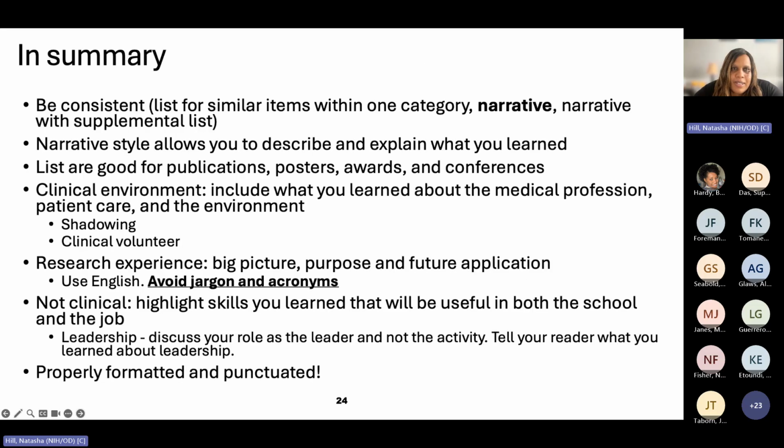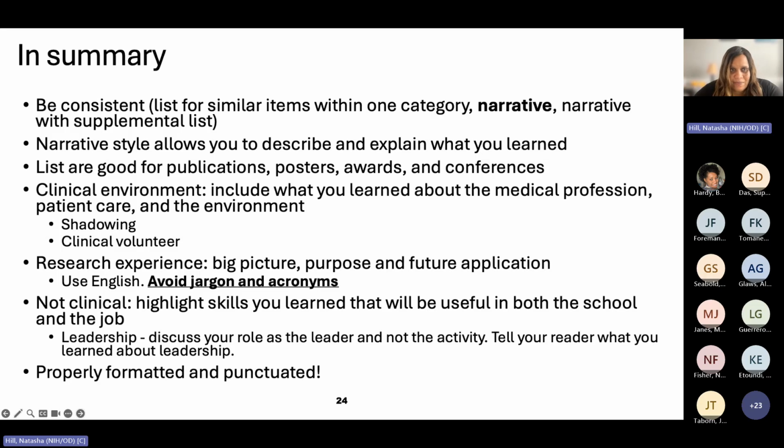If you're going to list something in a list, be consistent in the style that you're going to list it in. If it's APA format, do APA. If it's MLA, do MLA. However you're going to list it, they need to be consistent. Narrative is fine. Narrative with the list, again, if you're going to have a list, be consistent with it. So narrative style allows you to describe and explain what you learned. Please make sure you explain what you learned from an experience.